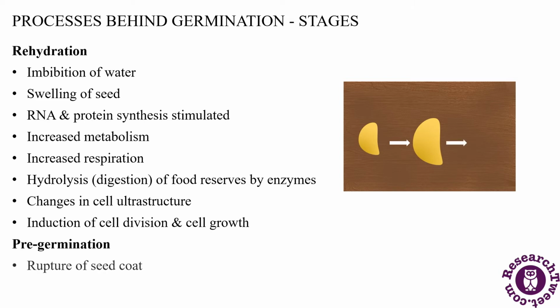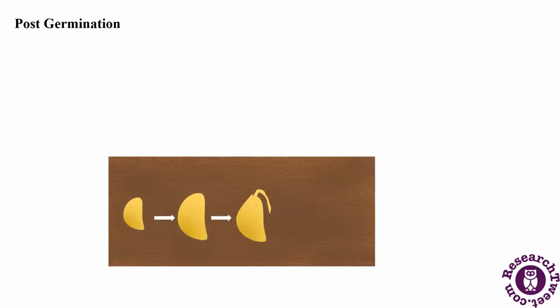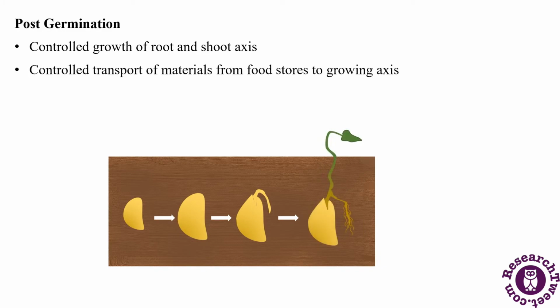Pre-germination. Rupture of seed coat takes place. Emergence of seedling, usually radicle first. Post-germination. There is controlled growth of root and shoot axis and controlled transport of materials from food stores to growing axis. Senescence, aging of food storage tissue also takes place.